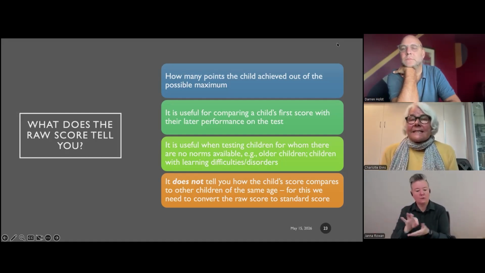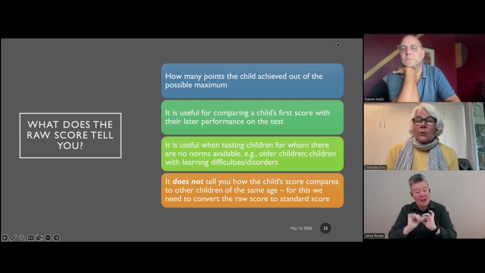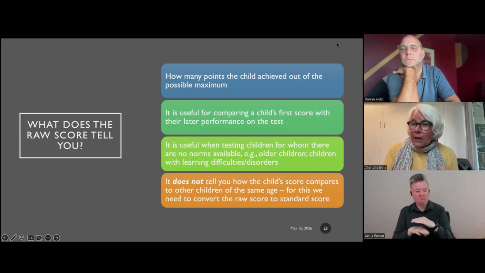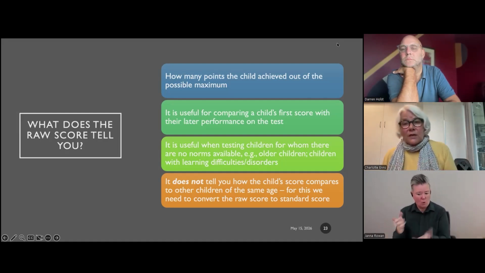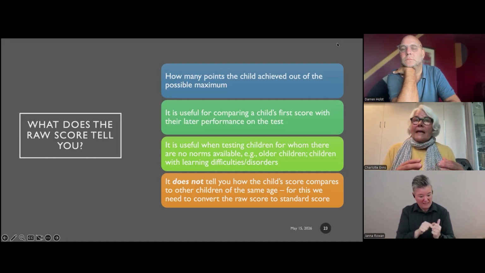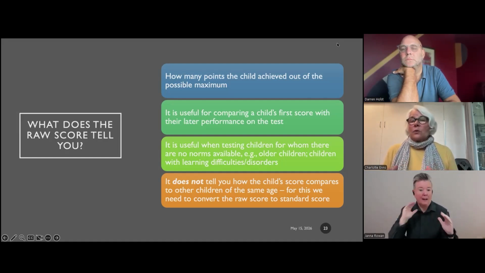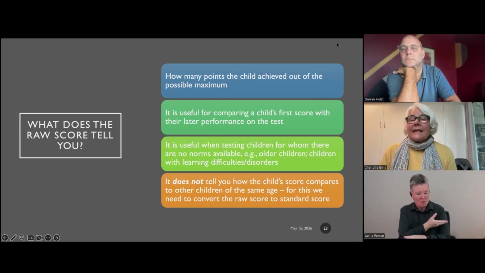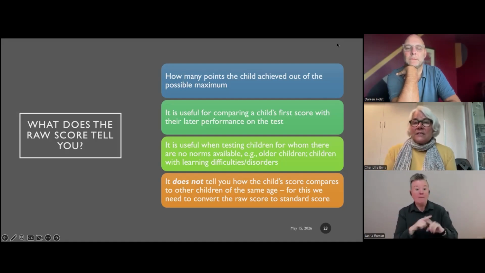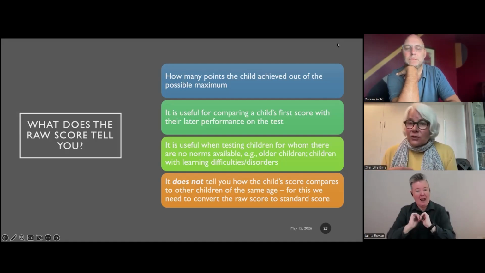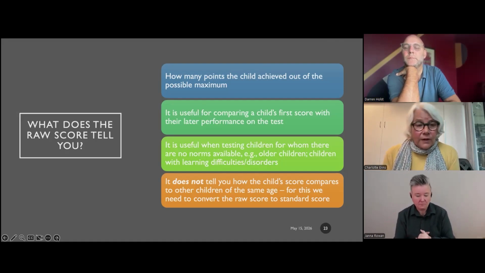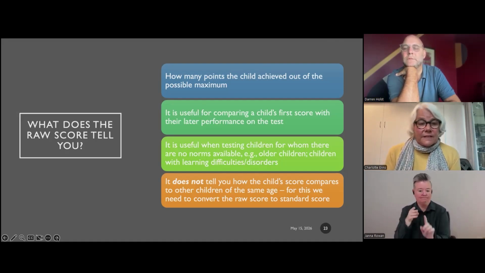It tells you how they did, which items they got right and wrong, and gives you a basic understanding of the grammar categories where they might have a strength or a weakness. And it allows you to compare their score to their previous scores if they were tested before, but it doesn't let you compare how they did relative to other children their age or other children in the normative group. That's what you need the standardized score for, and that's why you need to convert the raw score to that.